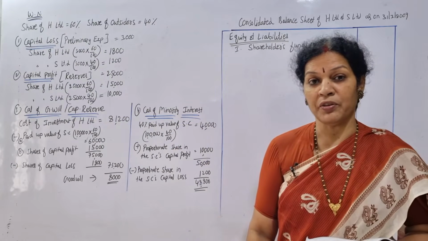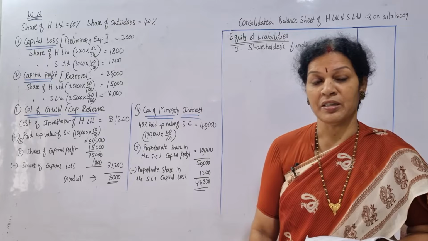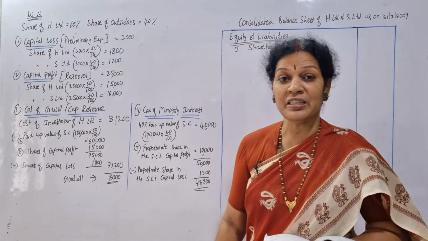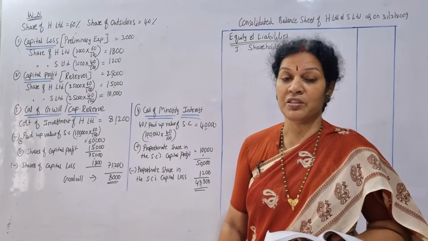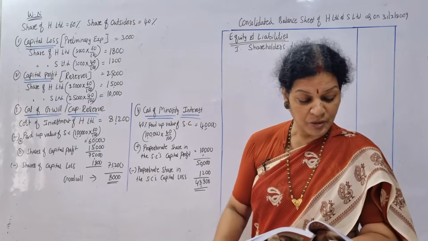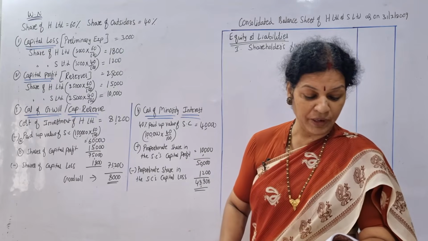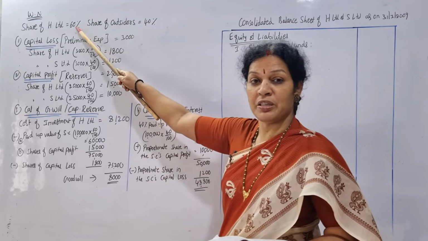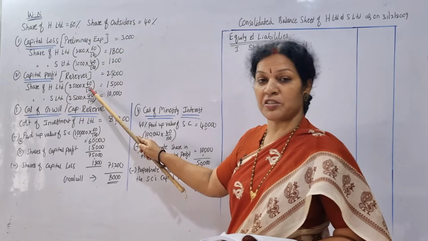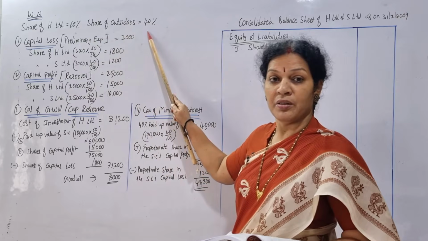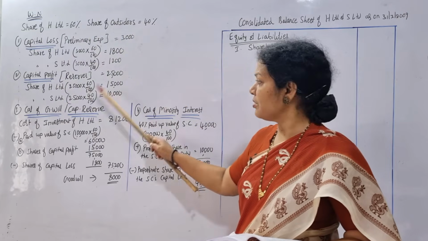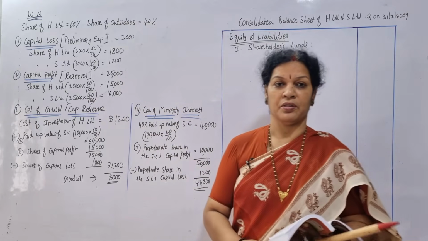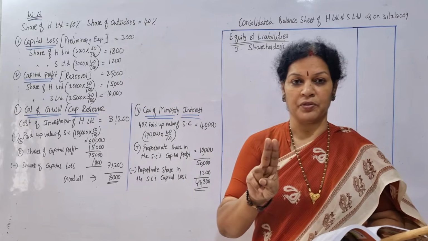What about the capital profit? Capital profit means nothing but reserve. So I'm writing here capital profit, reserve. Which companies? Subsidiary companies. Never take holding companies. Now the subsidiary company's reserve here is 25,000. Out of 25,000, H Limited is 60%. In the same way, S Limited outsiders 40%. These calculations, capital loss and capital profit, you have to do first.